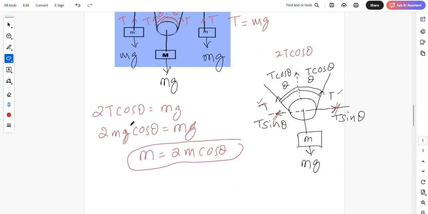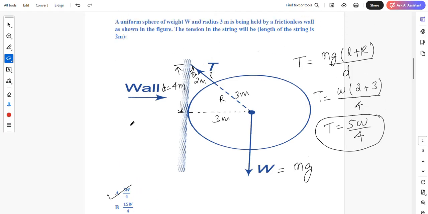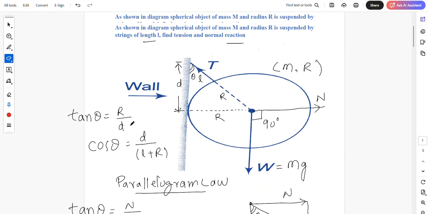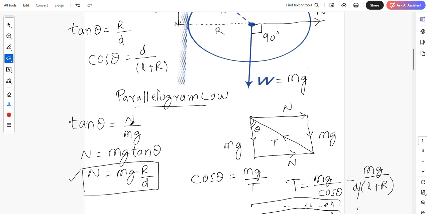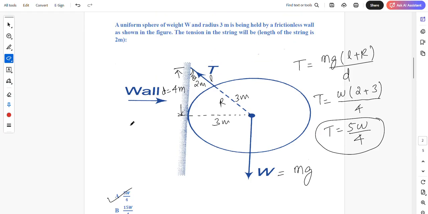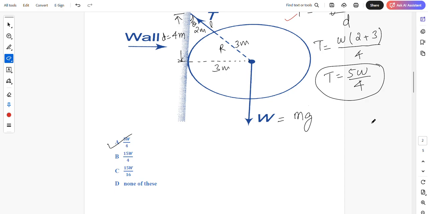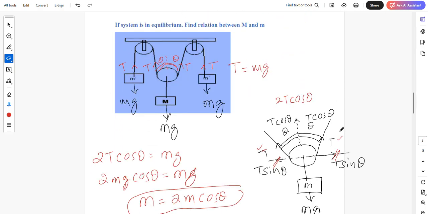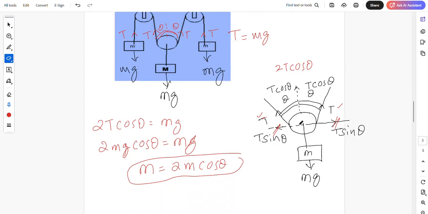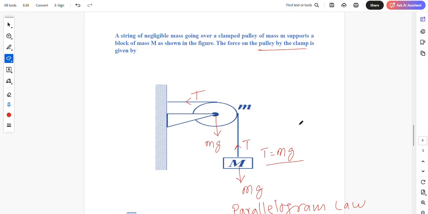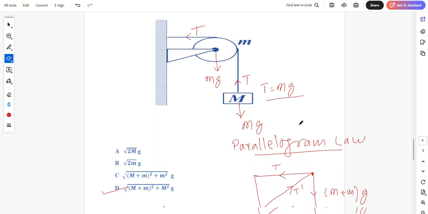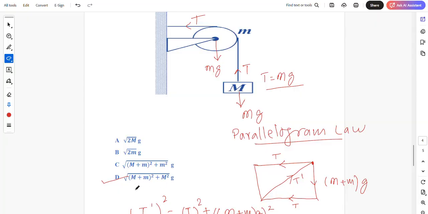Now kindly go through the problems so that you can understand all the things very clearly. This is the first problem, to find normal reaction and tension, and this is the numerical based on how to find the tension in the string. Directly use the formula, you will get 5W by 4. And the next one is the relationship between capital M and small m, and then we calculated the force on the pulley by the clamp, given by T dash is equal to the square root of M plus m the whole square plus M square.